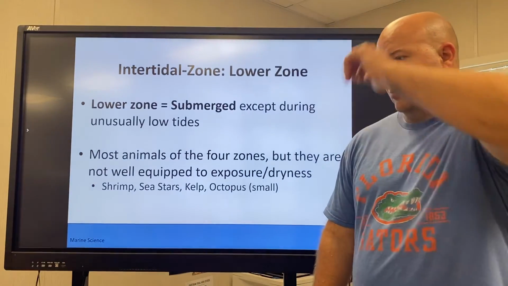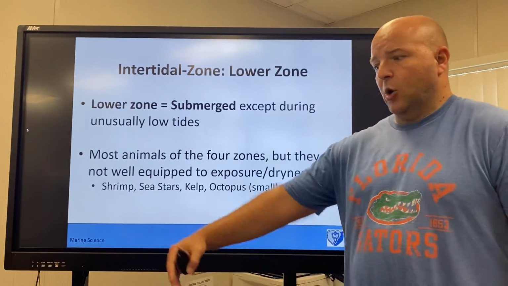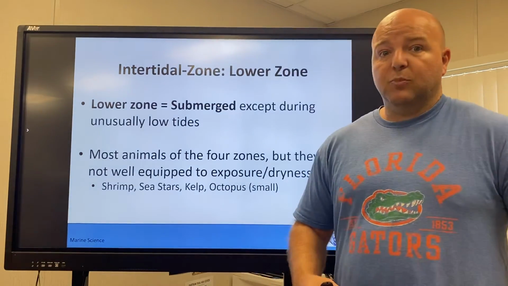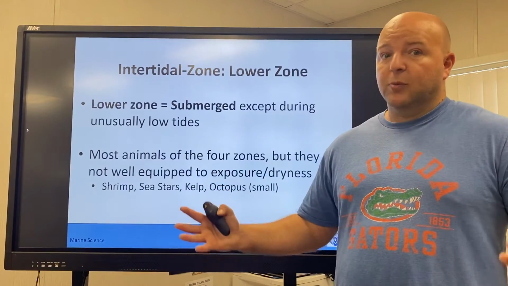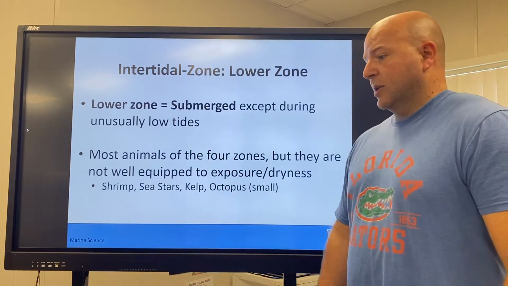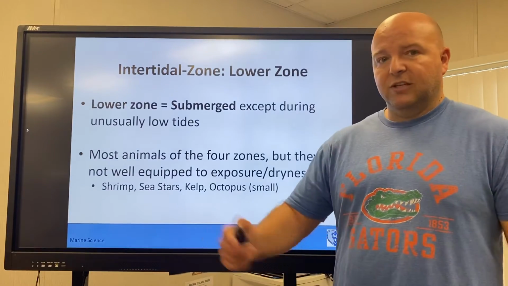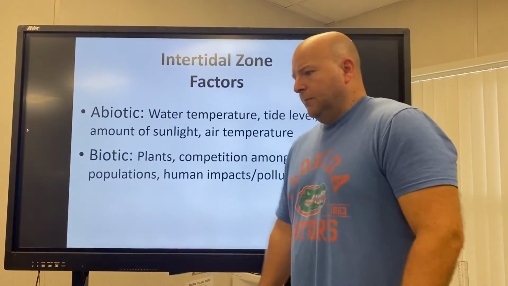So things like shrimp and sea stars, kelp, small octopus sometimes, they may get trapped in these tide pools, and as the water evaporates, there may not be enough left for them to make it. They can dry out and die. It can be a dangerous life living in this rocky intertidal zone.